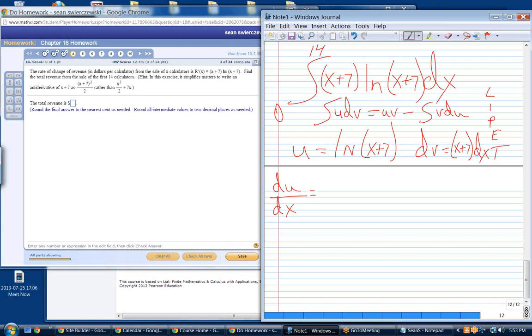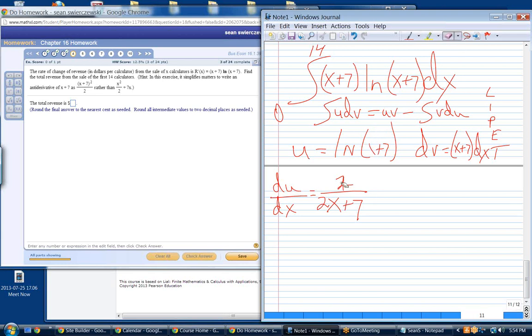It's the derivative of the natural log of x plus 7. 1 over x plus 7. That would be the derivative of the outside times the derivative of the inside, which is just 1. In other words, if I had a 2 in front of that x, like I've written, then the derivative would be 1 over 2x plus 7 times the derivative of the inside, which is 2.